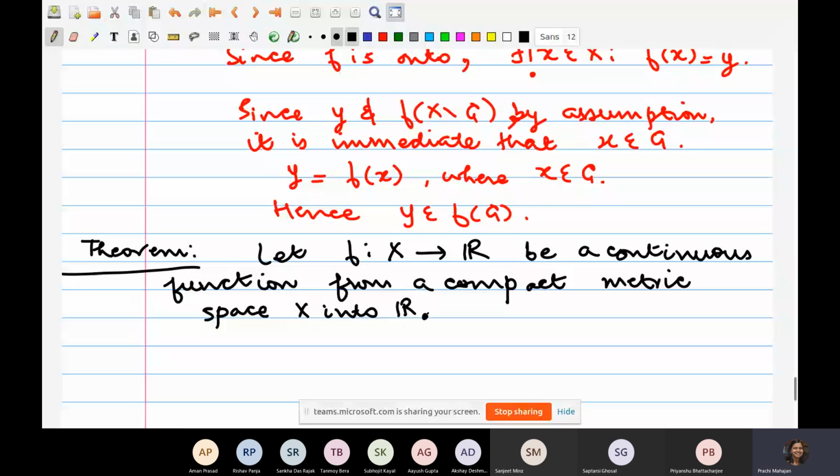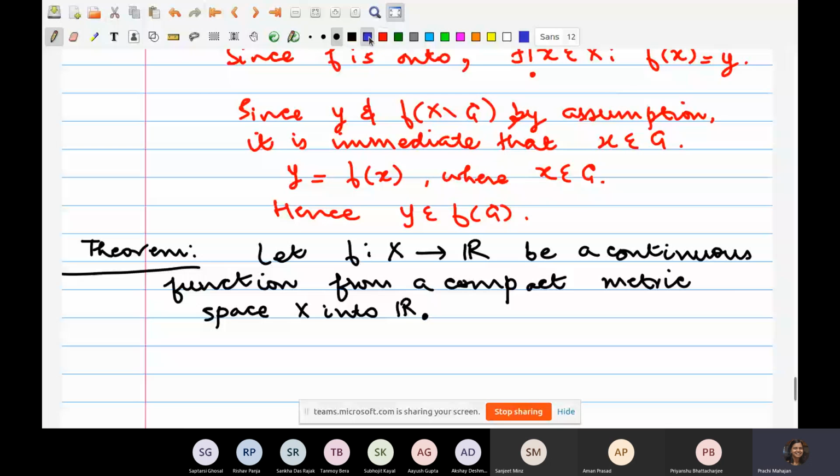What are compact sets in the Euclidean metric? Finite closed intervals. Not finite. A finite set I agree is compact, but are those all? Okay, sorry, bounded and closed. Bounded and closed. But do you already need intervals? Is it necessary that it's an interval?